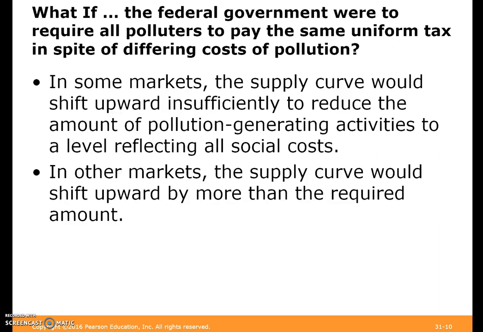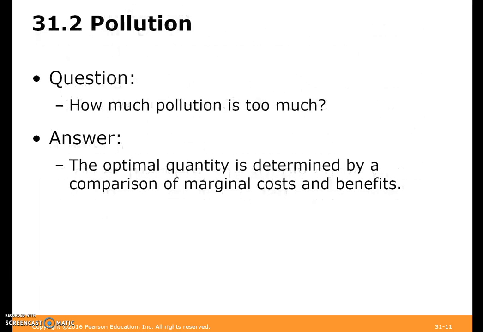So what if the federal government were to require all polluters to pay the same tax, in spite of different costs, maybe by location? Well, in some markets, the supply curve would shift upward insufficiently to reduce the amount of pollution-generating activities to reflect all social costs, right? It may not do enough. And in other places, it may shift by more than the required amount, so you're actually losing out on some good production. And of course, in some places, it might be just right.